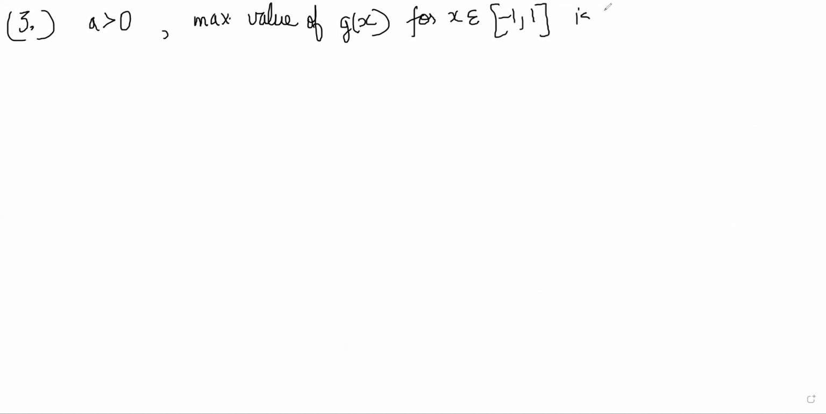So for the third part, they have said that a is greater than 0 and the maximum value of g of x for x belongs to minus 1 to 1 is 2, right? And we are supposed to find f of x, right? Okay, fine. So let's think about how we will go about doing this.